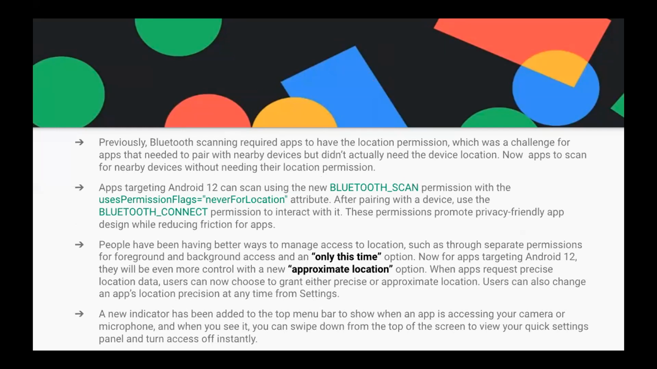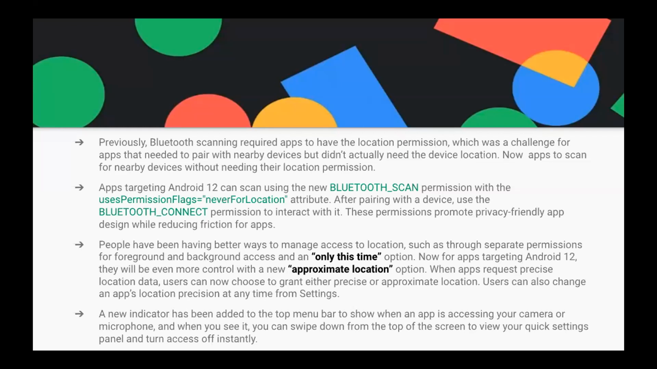Bluetooth scanning previously required us to have the location permission, which was a challenge for apps that needed to pair with nearby devices but didn't actually need the device location. Now there'll be an improvement to that. Apps can scan for nearby devices without needing that location permission access. Applications targeting Android 12 can scan using the new Bluetooth scan permission with the uses permission flags attributes. Then after the pairing, you can use the Bluetooth connect permission to interact app to app. These permissions will promote privacy friendly app design, reducing frictions between applications.